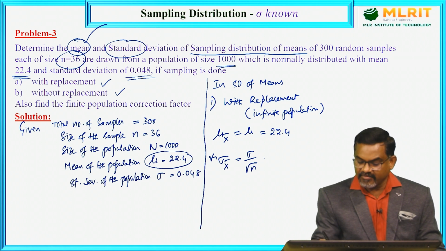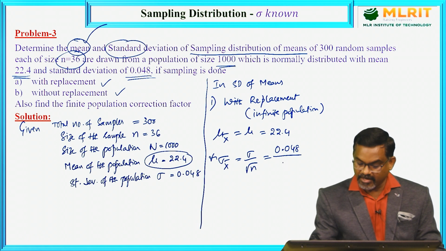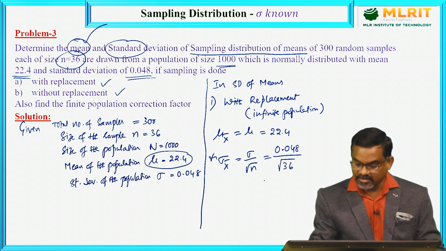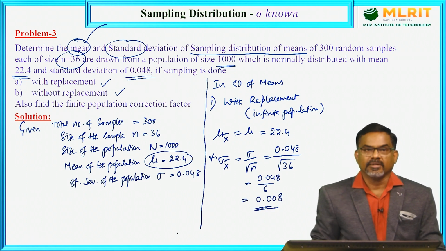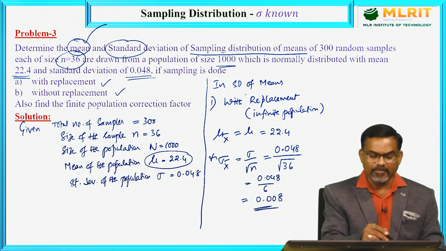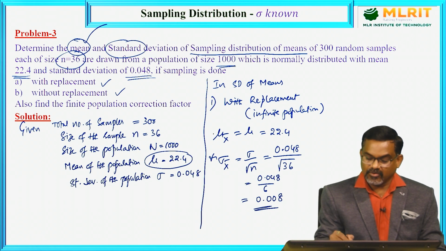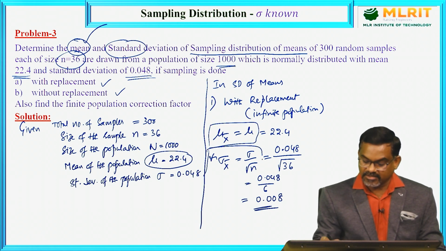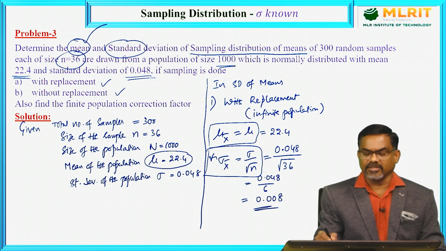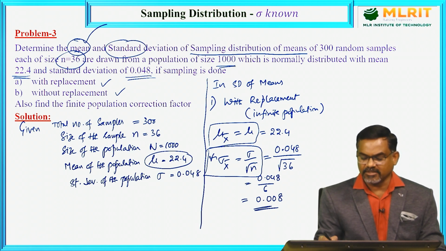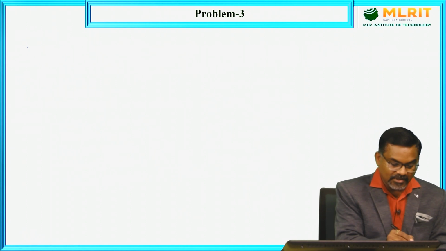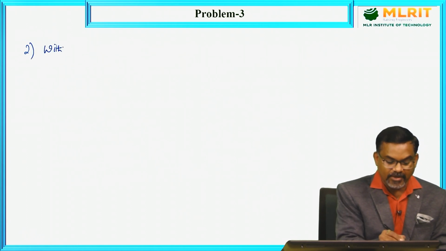Next, the standard deviation is sigma by root n. Sigma is 0.048 divided by root 36, which results as 0.048 by 6, which is 0.008. So in the first case, with replacement, both the mean and standard deviation are obtained. For that reason, we have to consider these standard results. In the case of infinite population, that means with replacement, mu x bar is mu and sigma x bar is sigma by root n.